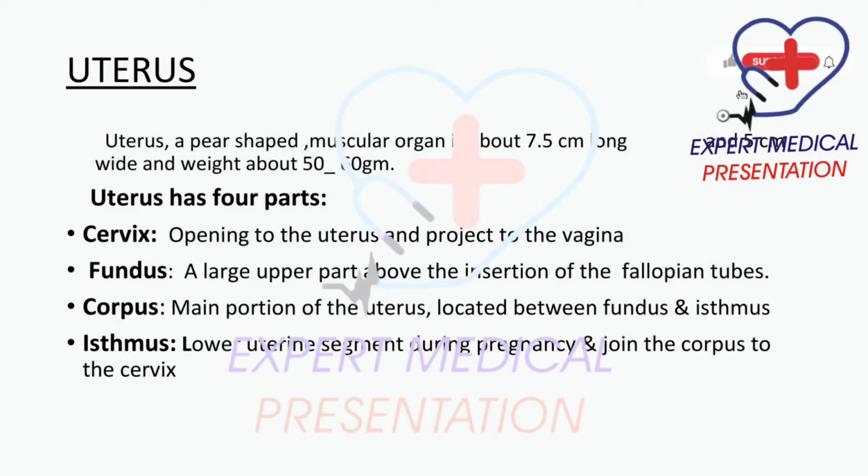Uterus. The uterus, a pear-shaped, muscular organ, is about 7.5 centimeters long and 5 centimeters wide and weighs about 50 to 60 grams. The uterus has four parts. Cervix, the opening of the uterus that projects into the vagina. Fundus, a large upper part above the insertion of the fallopian tubes. Corpus, the main portion of the uterus, located between fundus and isthmus. Isthmus, the lower uterine segment during pregnancy, joining the corpus to the cervix.